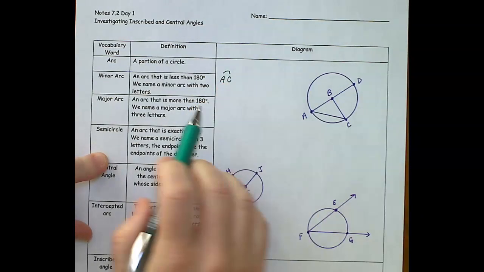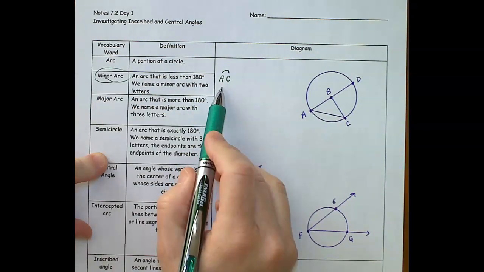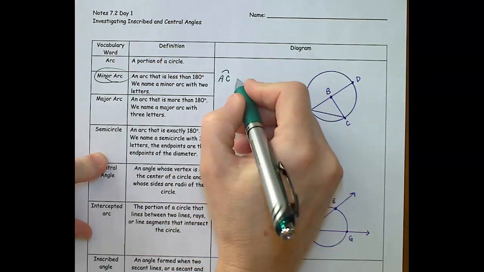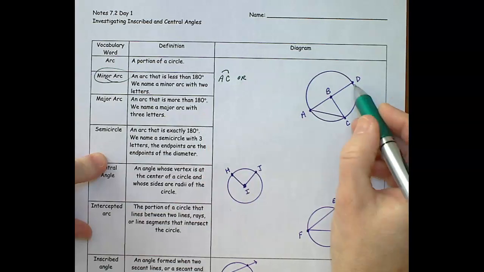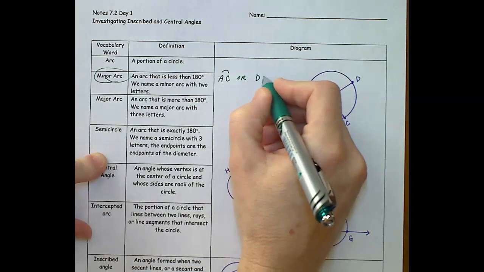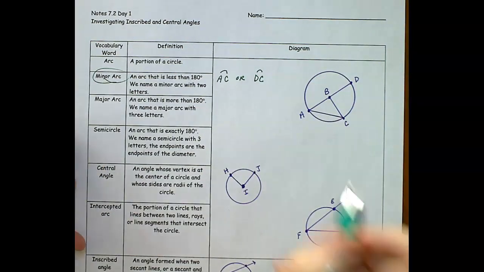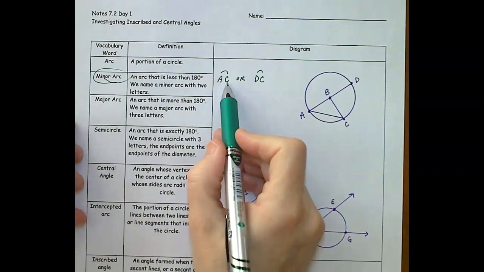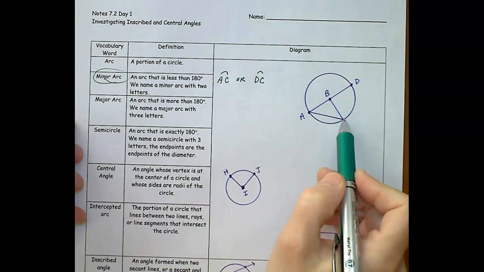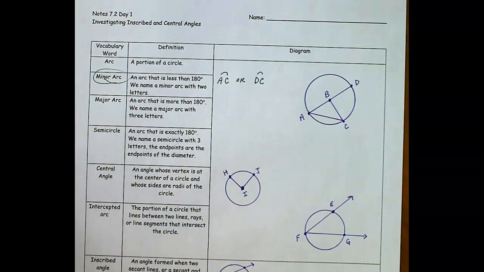Now how you label a minor arc is you use 2 letters. It has to be 2 letters because it's less than 180, and you put this little arc symbol above. Another one over here would be arc DC with the arc label. Now you could switch the letters, so arc AC is the same thing as arc CA, and arc DC would be the same arc as CD. So the order of the letters can be switched, just so you know.